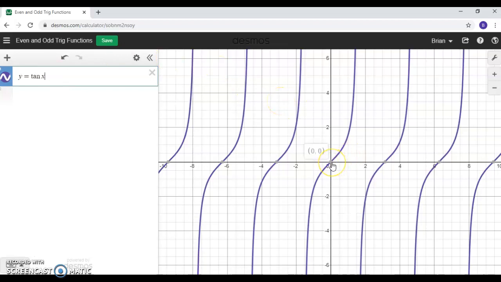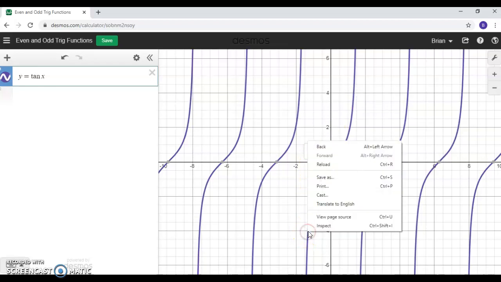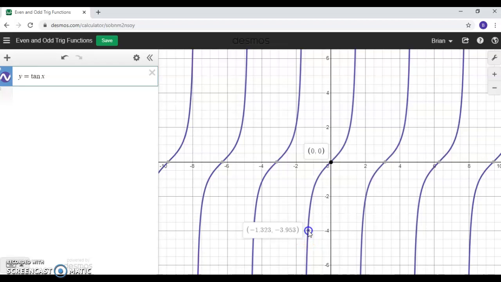So if we look at this graph right here, if I start grabbing a point here, let's say 1.327 and 4.02, I can find a matching point down here. Should be right click instead of left. That is pretty darn close.